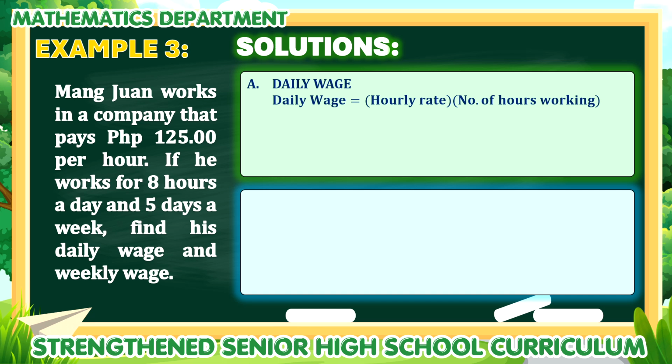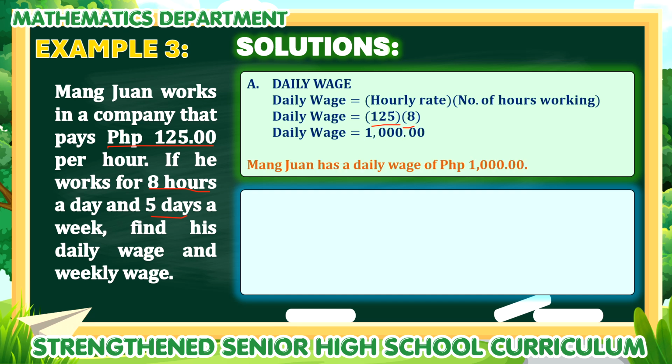From our given problem, we are given that the hourly rate is 125 pesos per hour and he works for 8 hours a day and 5 days a week. Therefore, our daily wage is equal to our hourly rate, which is 125 pesos, times the number of hours working, which is 8 hours a day. That gives us a total daily wage of 1,000 pesos. Therefore, Mang Juan has a daily wage of 1,000 pesos.